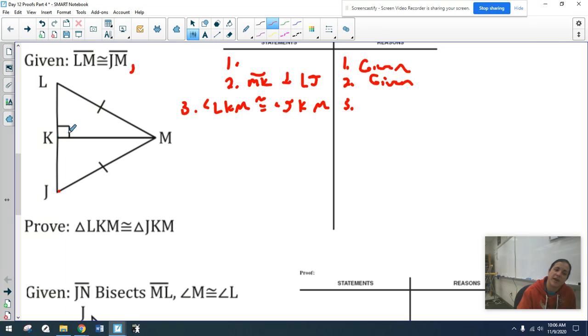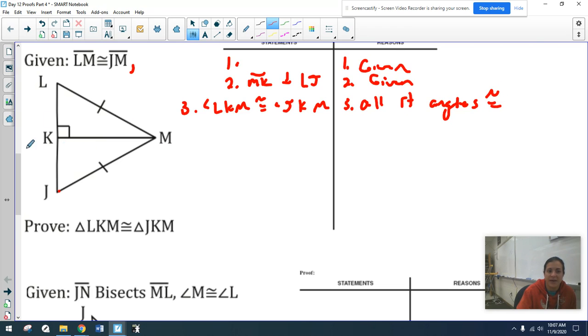Okay, the reason why you knew that is because these were perpendicular. So perpendicular lines form right angles. Okay, so you can do a couple of different steps. If you wanted, technically, it should be JKM as a right angle, and that would be definition of perpendicular lines. So technically, you should have that in there, but I'm not going to be that picky. So since these are both right angles, then you can just say all right angles are congruent.